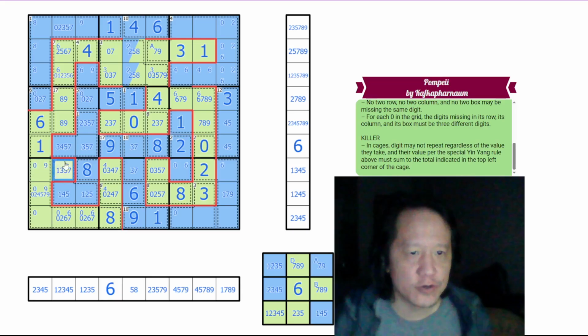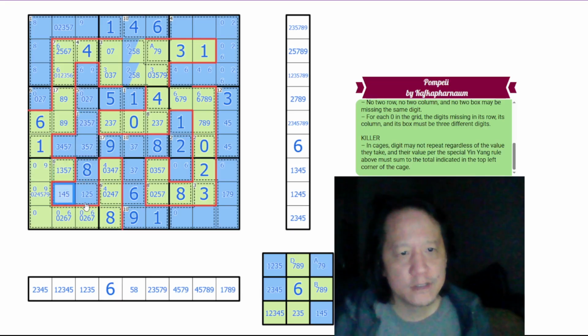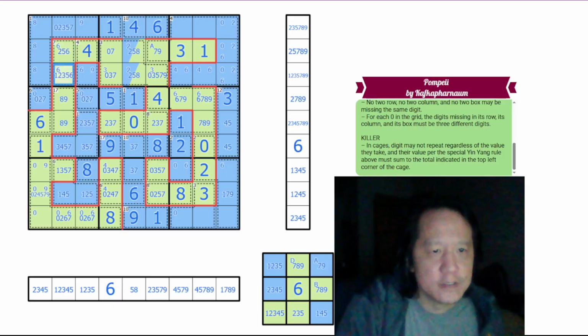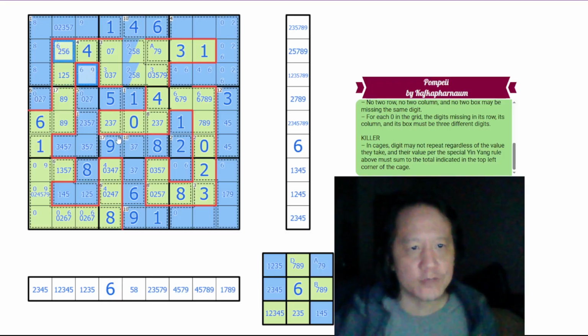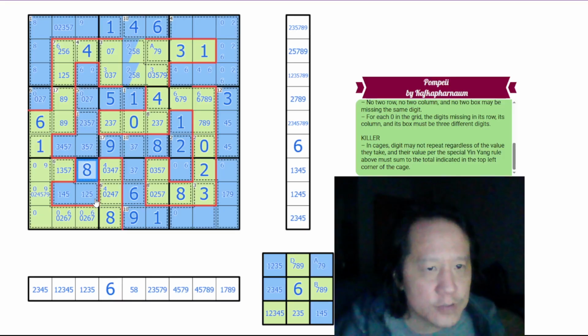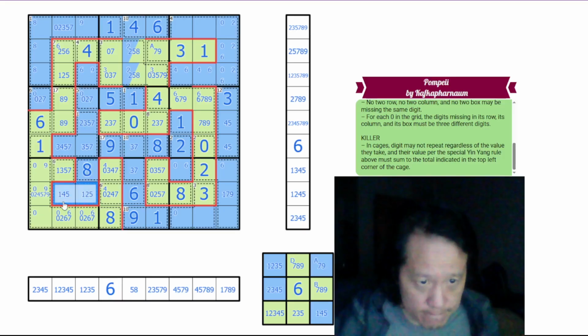Well, 7 could be here. This is 2 digits adding up to 7, so it cannot be 7. So this is no 3. This is either 1, 6 or 2, 5. So this cannot be a 6 here. So 6 has to be one of these 2. Interesting. So we're guaranteed a 6 here.